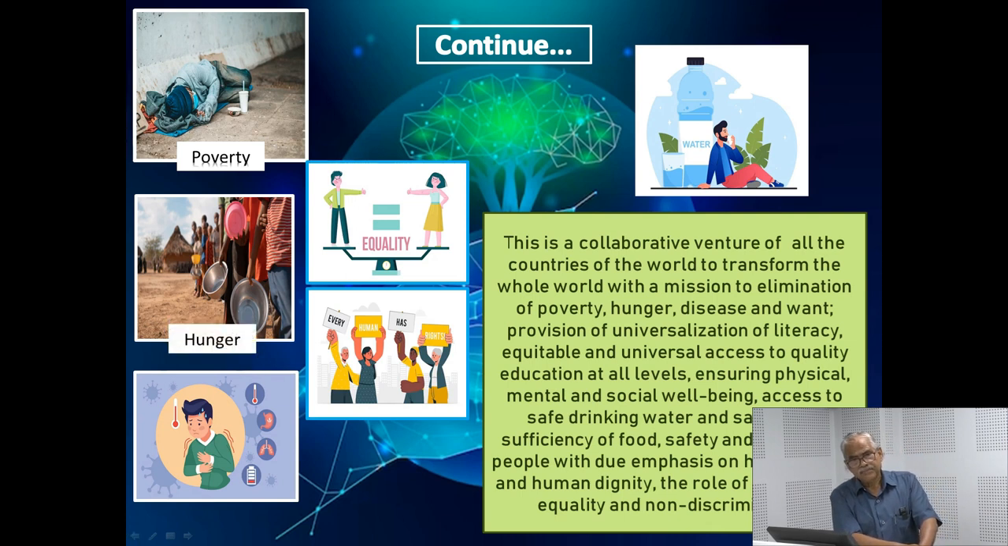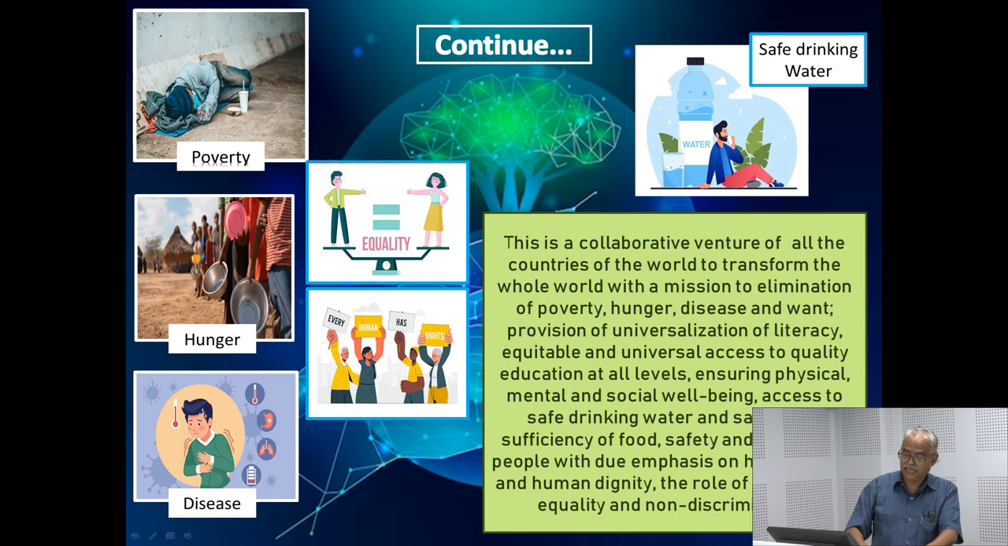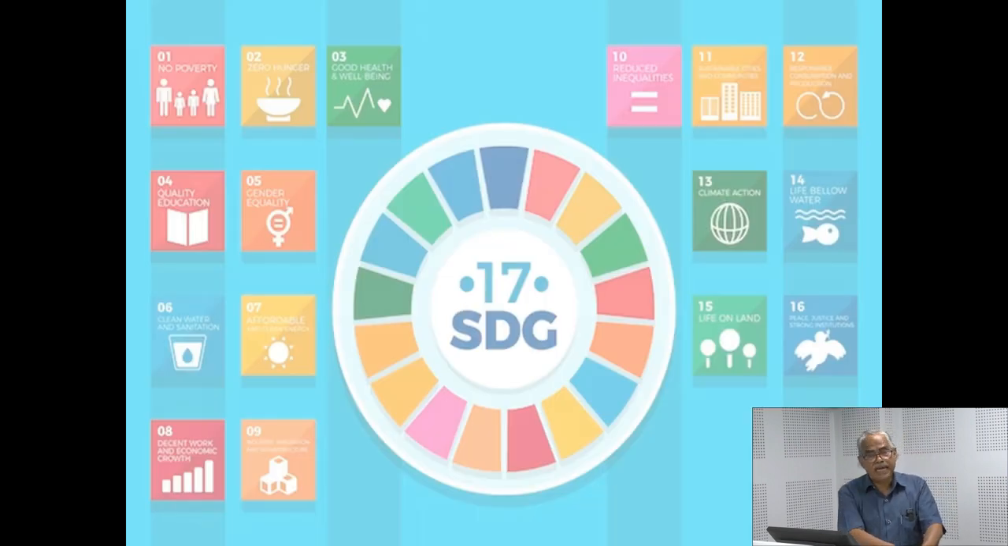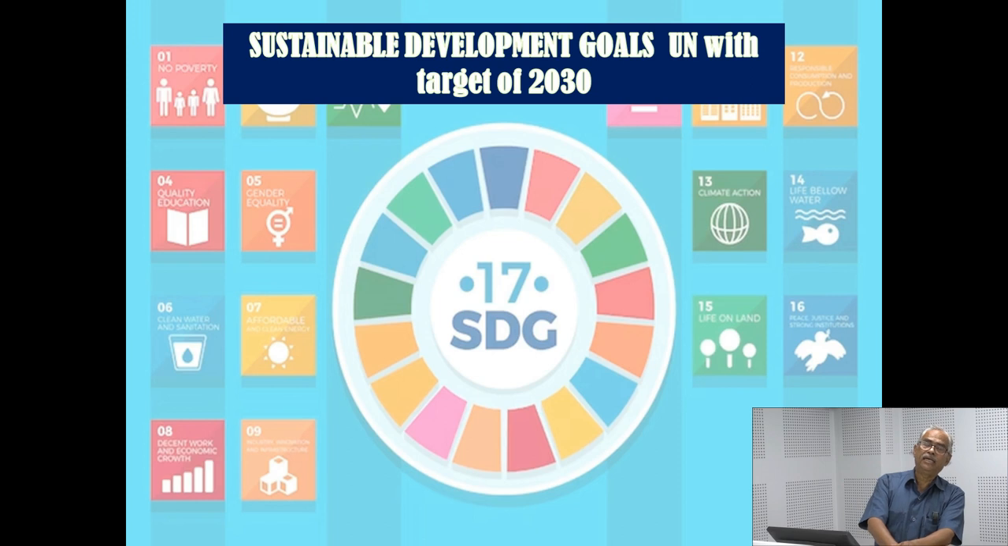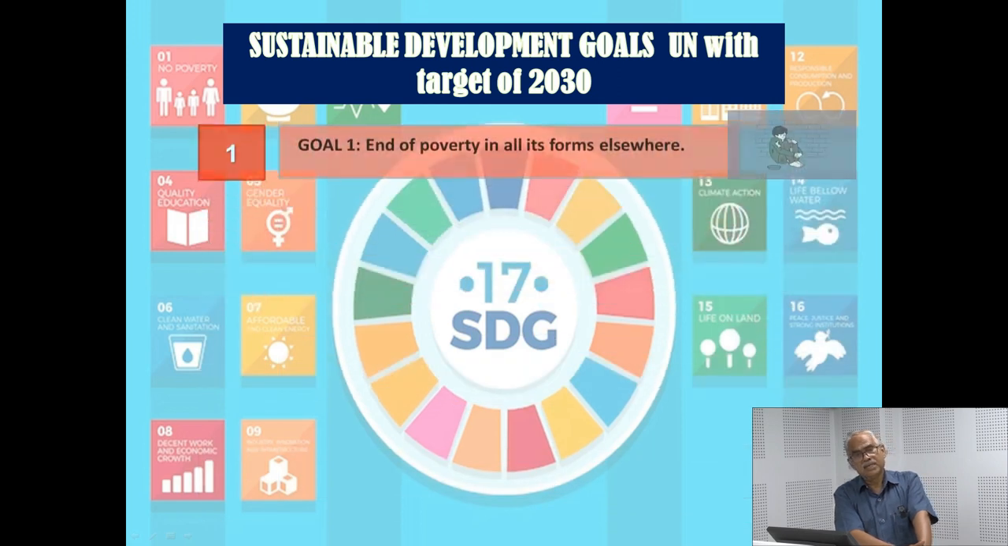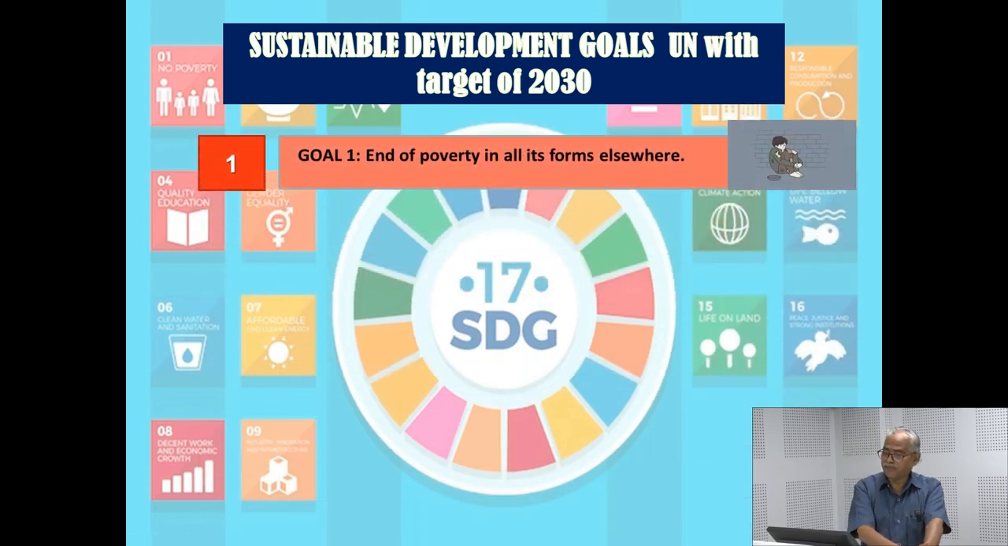Dear friends, in 2015, at United Nations level, the Sustainable Development Goals with target towards 2030 were discussed in detail, and there are 17 goals. And the first 16 goals are really the targets to be achieved, and the 17th goal is supportive in nature. The first goal of sustainable development is to end poverty in all its forms everywhere in the world.